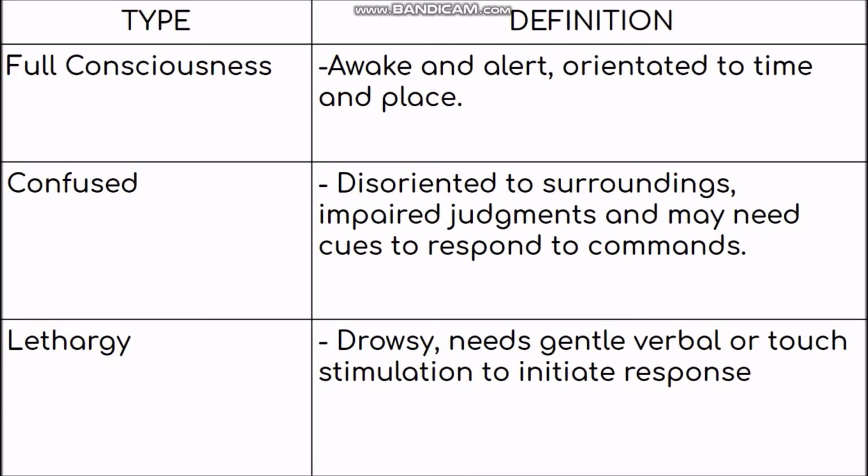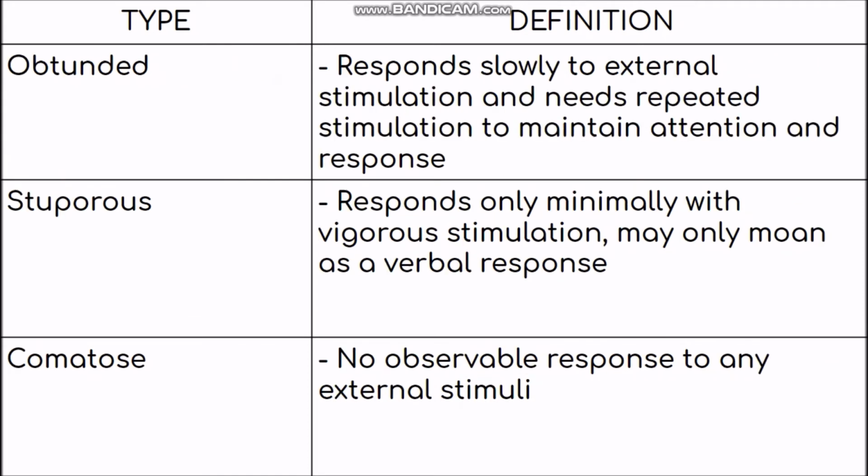Next is lethargy, so the client is drowsy. So the client needs a gentle verbal or touch stimulation to initiate a response. Next is obtunded, so the response is slow to external stimulation and it needs repeated stimulation to maintain attention and response. And stuporous, so the response is only minimal with vigorous stimulation and may only be a verbal moan. And comatose, no observable response to any external stimulation.